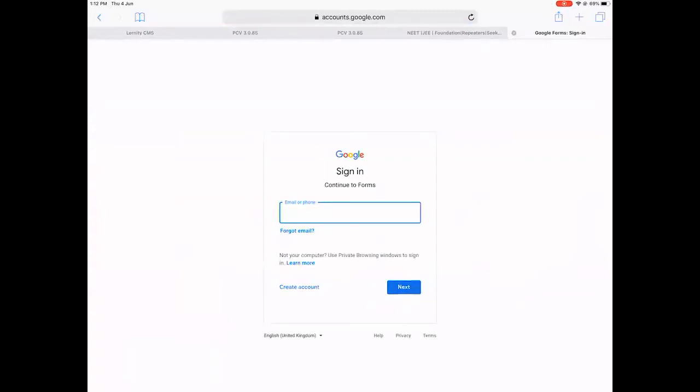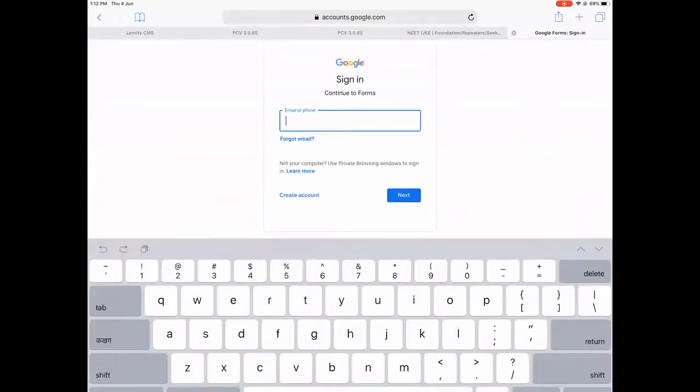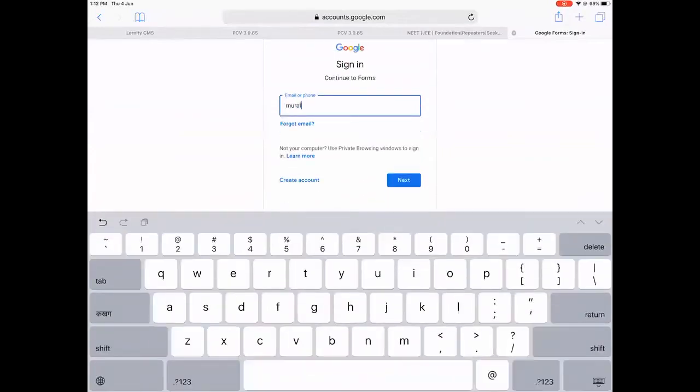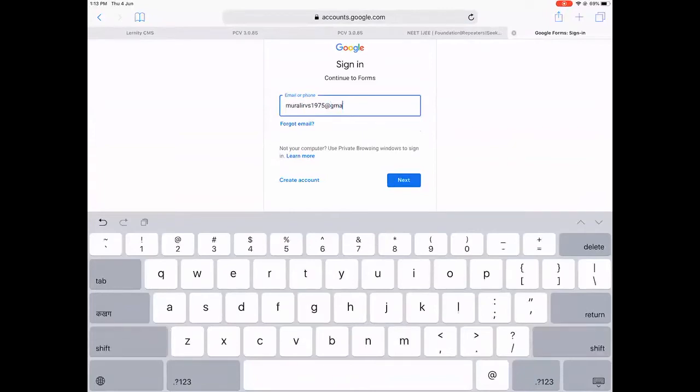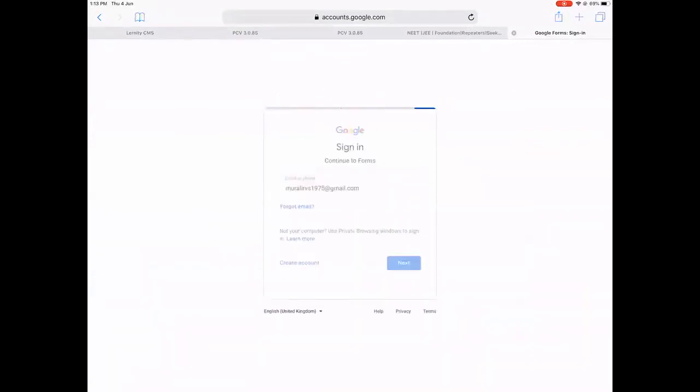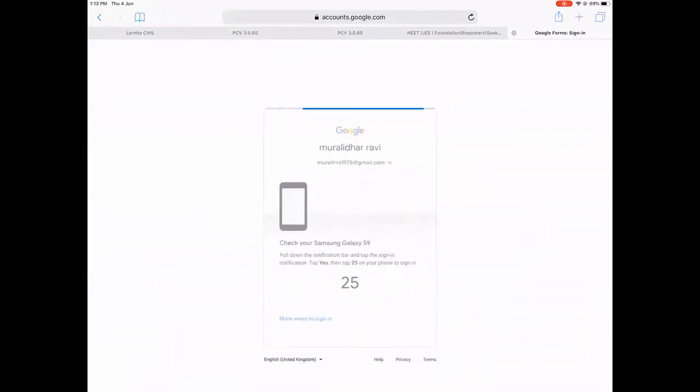You have to go to test submission. Then you have to enter your email ID, some email ID. Okay, then go to next. Okay, for me, I am getting this thing on my phone.